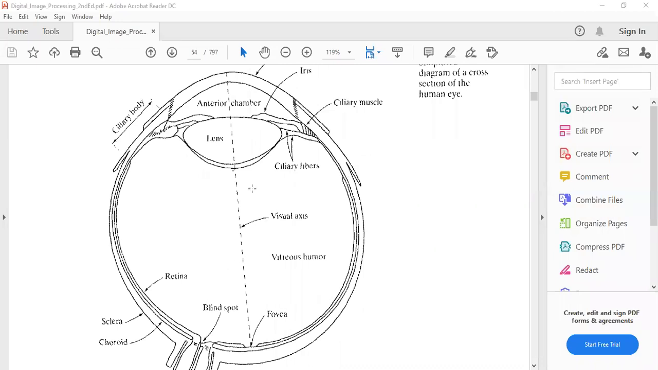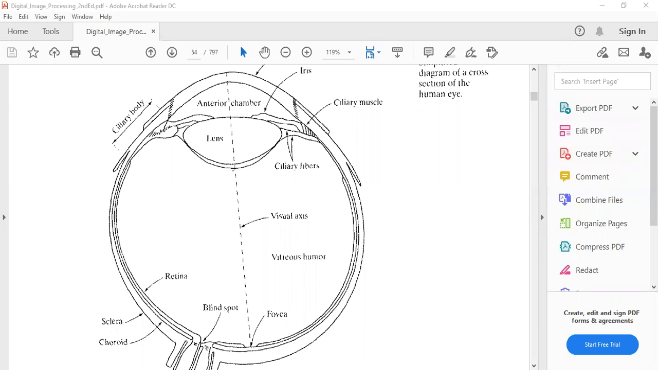And we have the visual axis. Normally this axis will focus on the fovea. The fovea is the area responsible for bright light vision and color vision. There are two visions: scotopic and photopic vision, and this fovea is responsible for them. The fovea contains cones and rods. Cones and rods are special types of cells responsible for color vision and black and white vision.